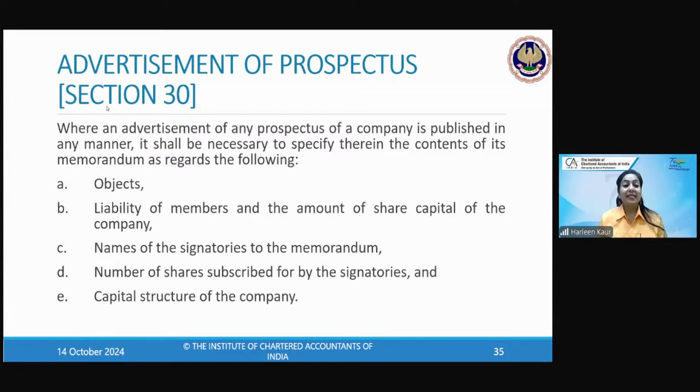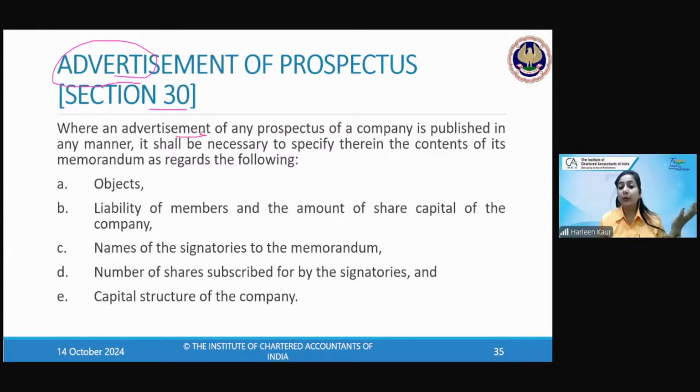All right. Now let's move to a new section, advertisement of prospectus, section 30. So children, while bringing up the prospectus, we are telling the public the information about the company. So section 30 is very, very simple. It talks about where you're trying to give any advertisement in the newspaper. For that, you'll be coming up with a prospectus.